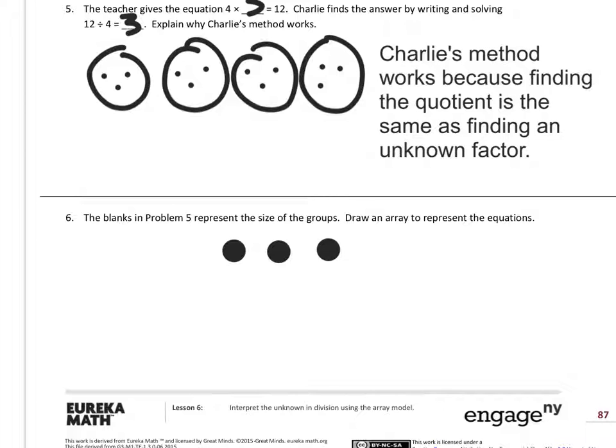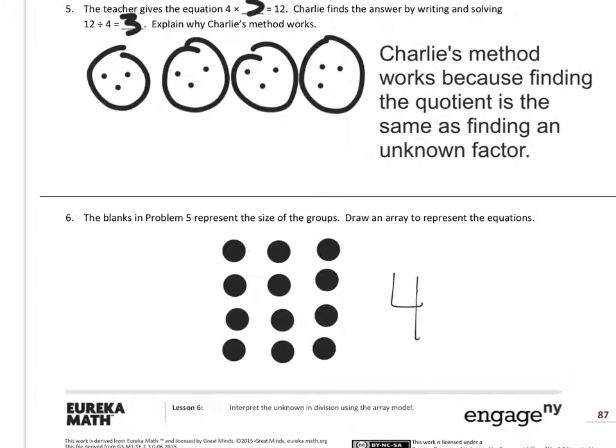1, 2, 3, 1, 2, 3, 1, 2, 3, 1, 2, 3. 4 times 3 equals 12.